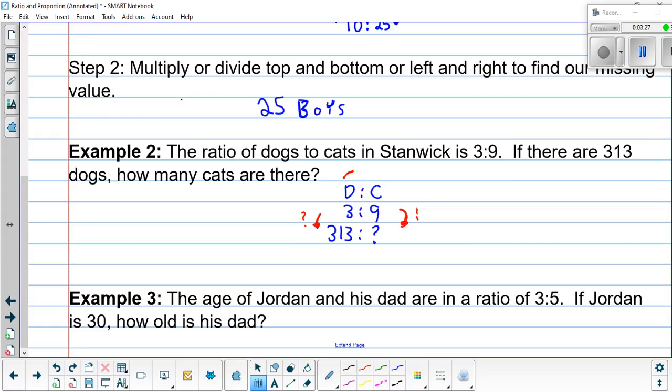I am actually going to go left to right, there's no reason we can't. So keep in mind, you can go like we did previously, or you can go left to right. Because if we notice, going from 3 to 9 is easier. That's just times 3. So this way, we can just times by 3 that way. So 313 times 3 is going to result in 939. Right? 313 times 3 is simply 939 cats.